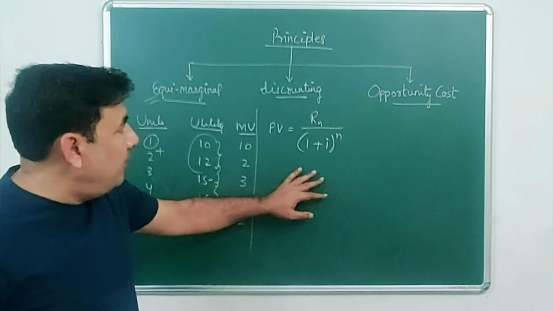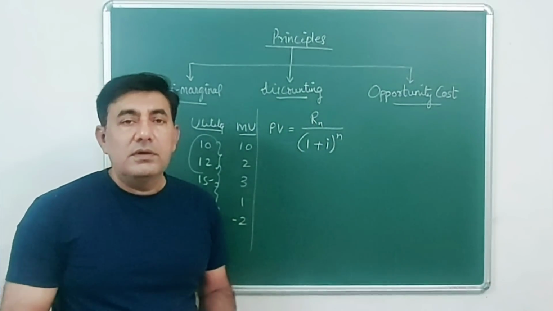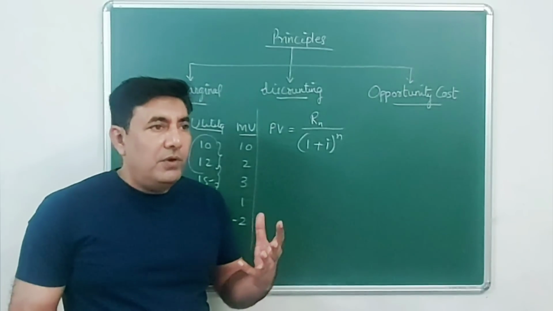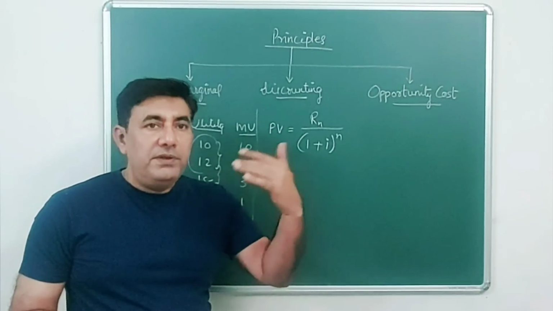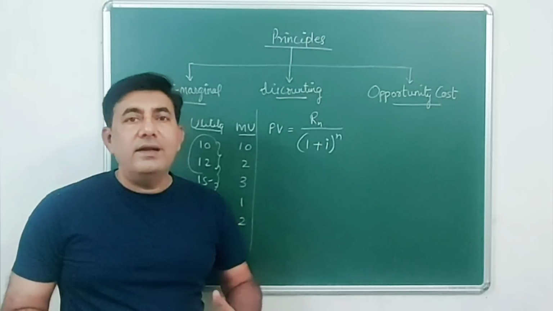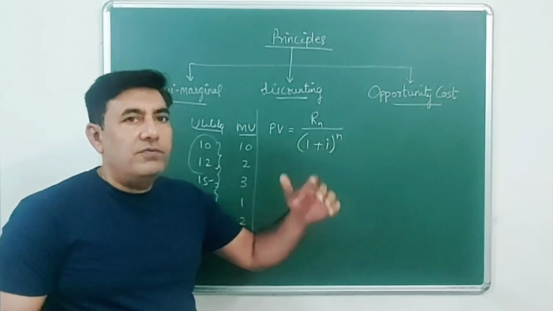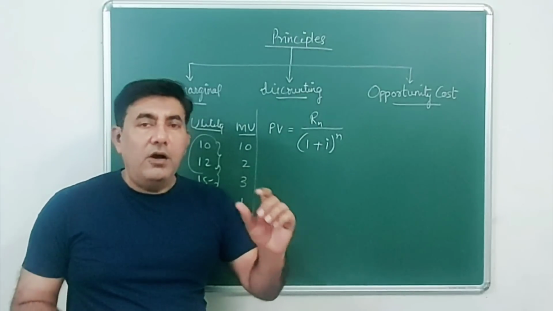So this is a very popular formula that we use for discounting. For example, we have an investment to make, and we want to know what will be the value of the investment in the future, or what returns we are going to get from that. So we can use this formula to find out how much we will be getting.